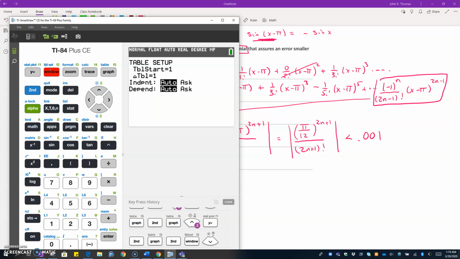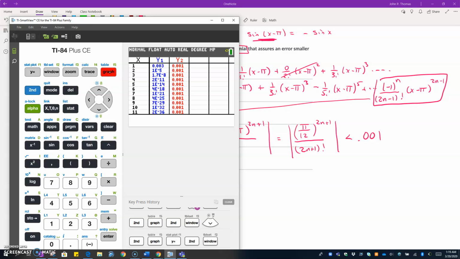I'm going to want to start my table at 1, and I'm going to want to take increments of 1, because we're talking about the first term, the second term, the third term, the fourth term, and so on as we go through. We're trying to find that n value that satisfies this equation. That would give me the n value where the n plus 1 term is a little bit less than 0.001. So if I go second graph, that takes me to the table.